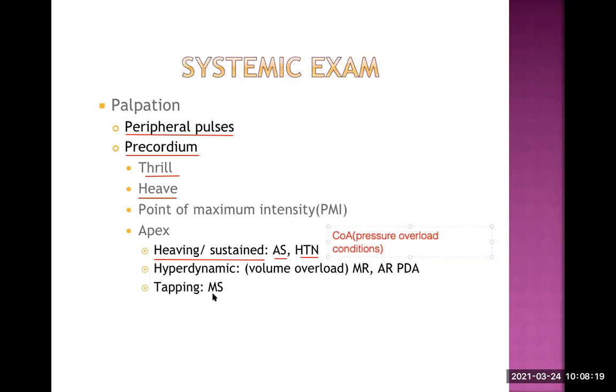And tapping apex is seen in mitral stenosis. This is called tapping apex. It is known only by experience, difficult to explain how it feels. Another important point in the palpation is to feel for the point of maximum intensity or PMI. Sometimes there are multiple impulses felt throughout the precordium, but which is the strongest one? That strongest one is called apex. Apex has to be the strongest impulse on the precordium. So PMI is also known as apex.